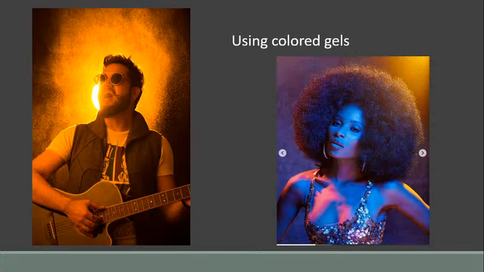So using gel is one of the creative ways. You can use gels with any kind of light source you want, be it a flash, your mobile torches, or any kind of LED lights, to create this particular effect, because flashes or any other lights are neutral in tone. So you have to place a gel or anything to get that particular color effect.